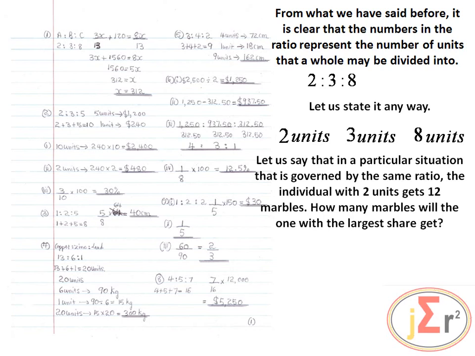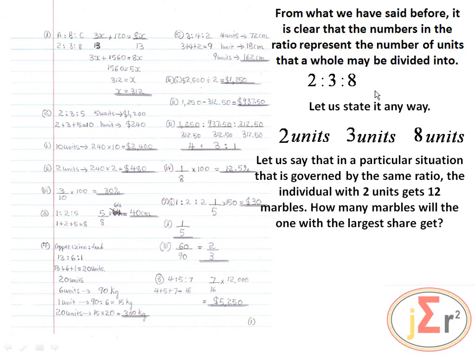What will be the share of the one that got the largest number of marbles? Or how many marbles will the one with the largest share get? That may have been another way to state the problem, because I'm just making use of the fact that this 2, being the smallest number in the ratio, is representing the smallest share. And of course we know that this 8 is the largest share.